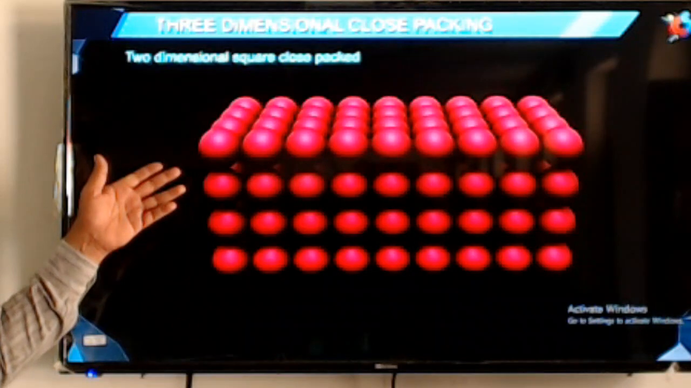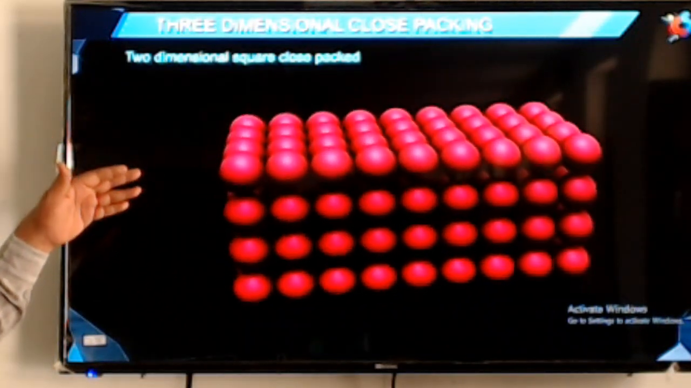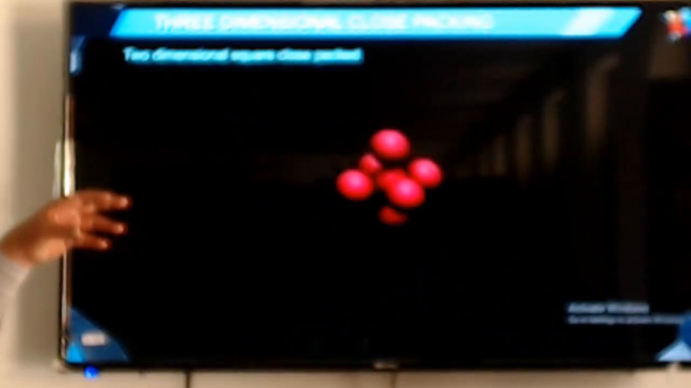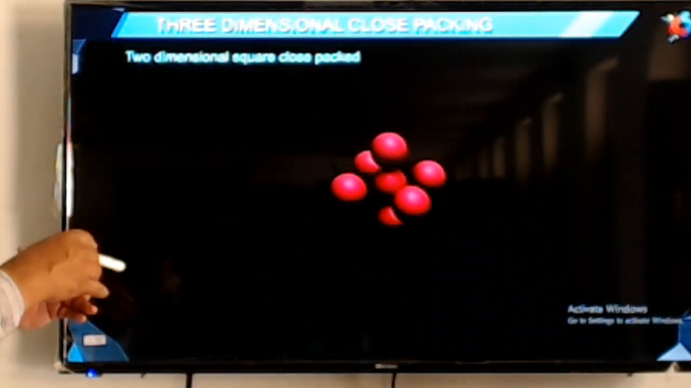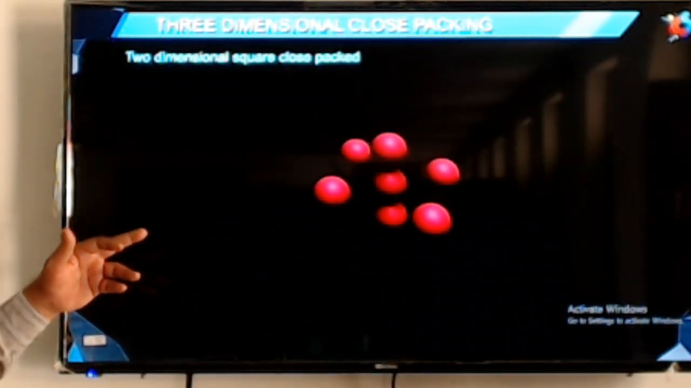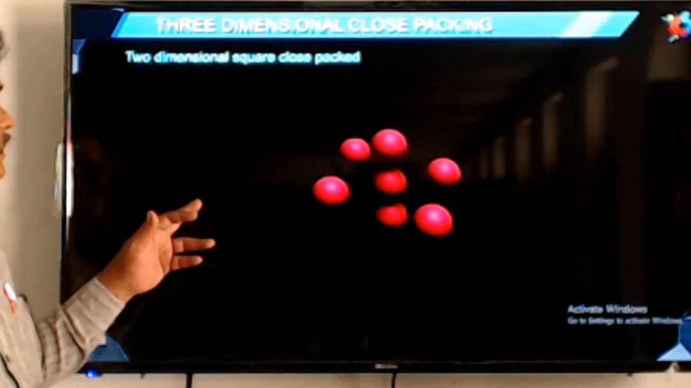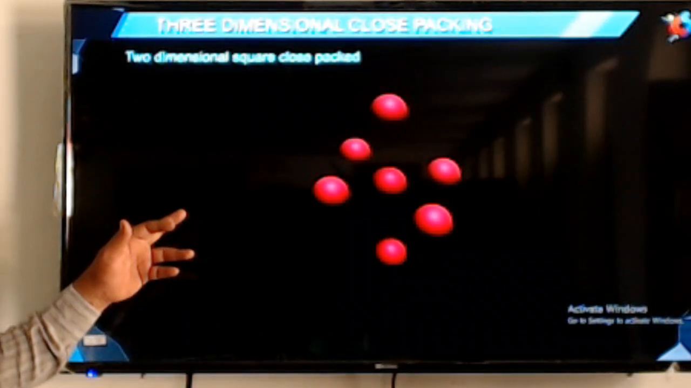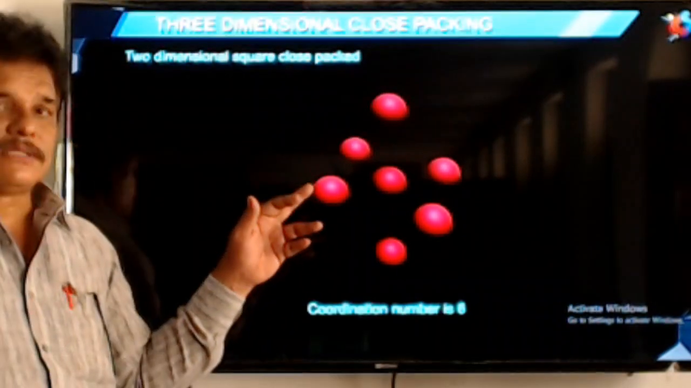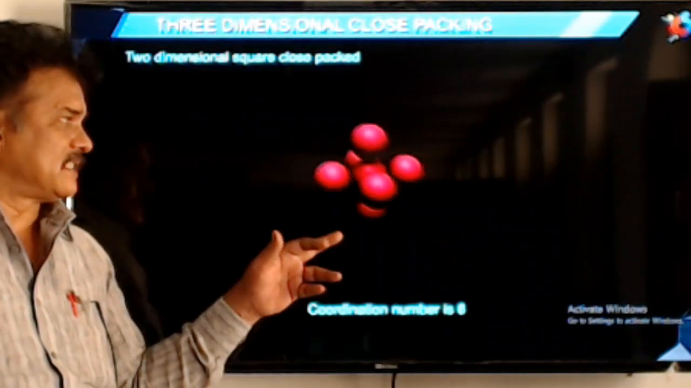These layers are packed such that the particles are in the same line vertically and horizontally. And this is called three-dimensional square close packing. Here the coordination number is 6.